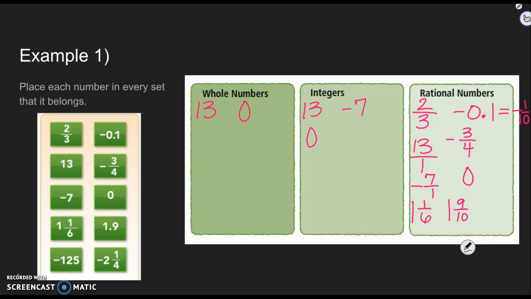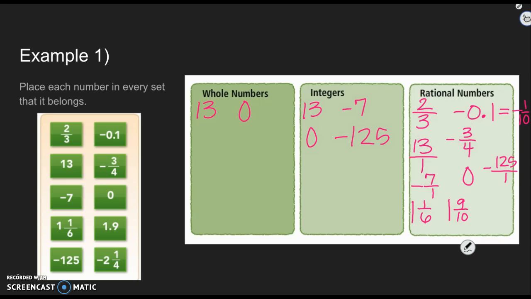Negative 125 is not a whole number because it is a negative. That does mean it is an integer. We can place negative 125 over 1 to write it as a fraction, so that means it's rational.